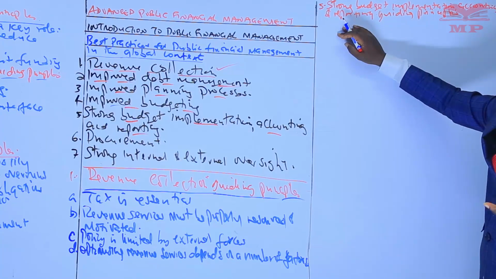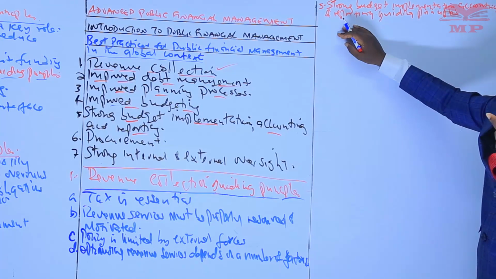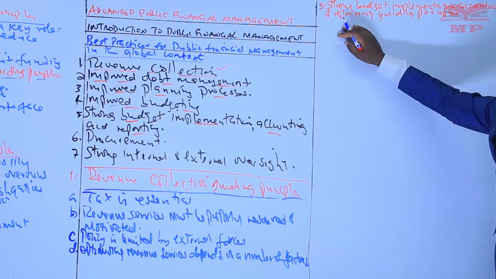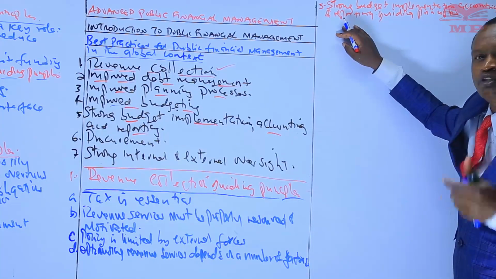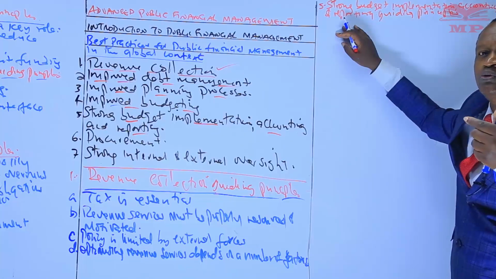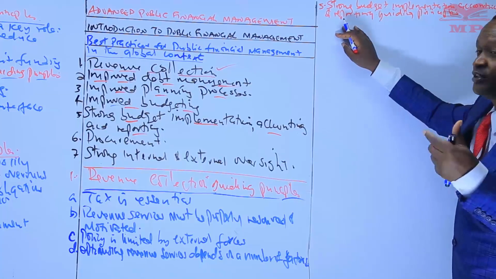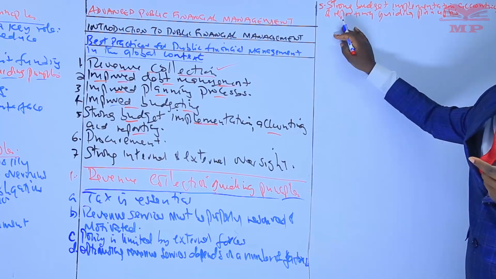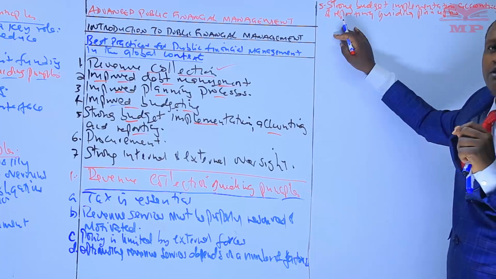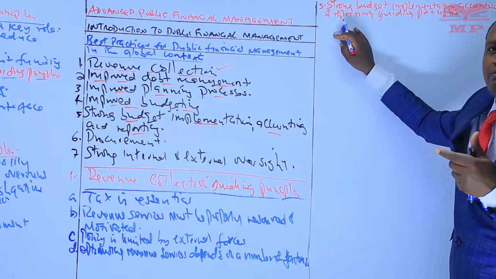Now, candidates, managing the implementation of the budget and expenditure management processes are essential to the credibility of a public financial management system. And a number of principles must be respected in implementing the budget.